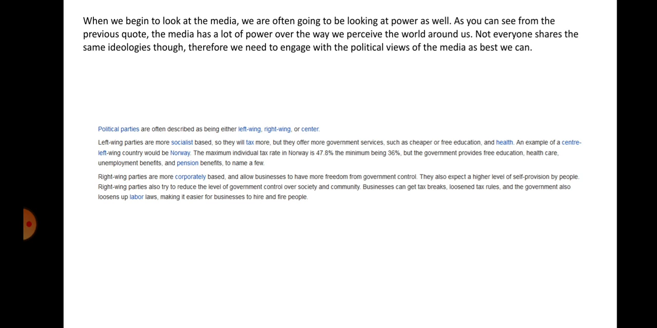Now, newspapers have their own political leanings, and that's what we need to look at. But these are broad brushstrokes. It's not as simple as left-wing parties are always this and right-wing parties are always that. But it is a starting point for you to understand how they work.